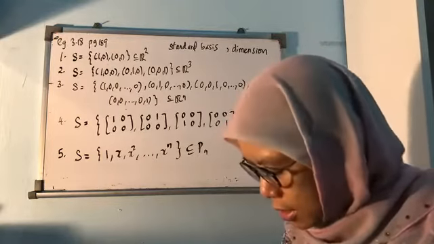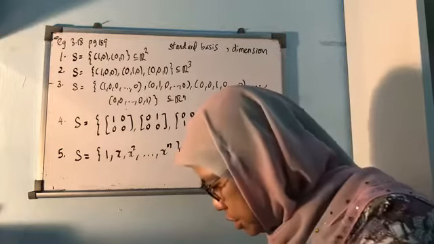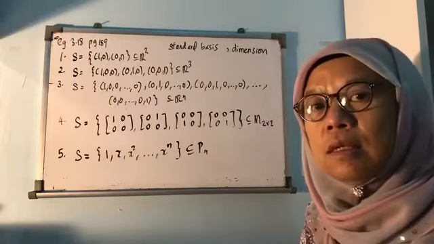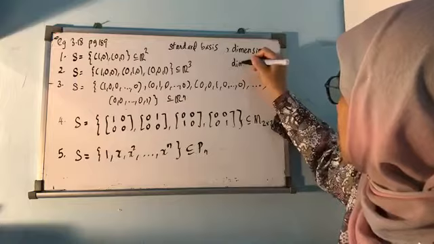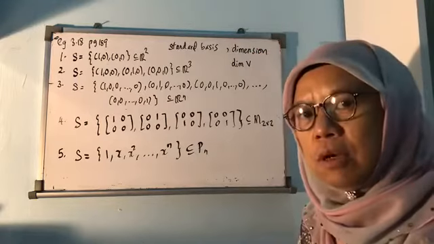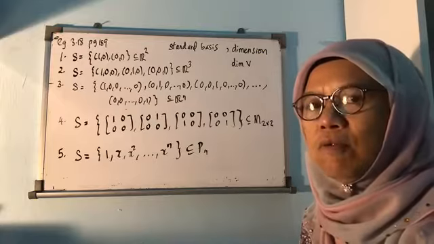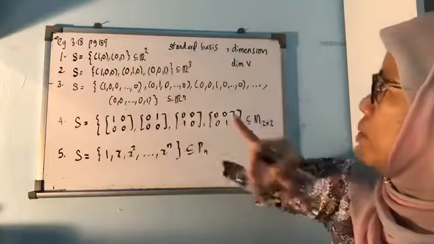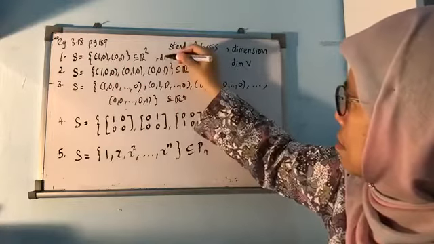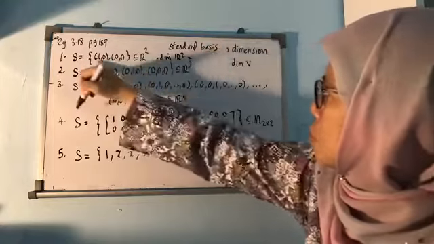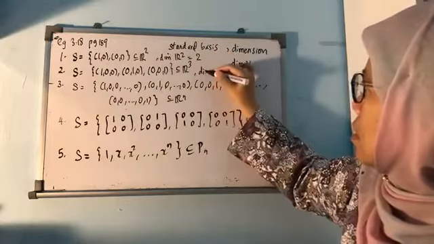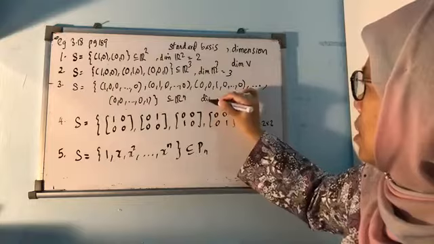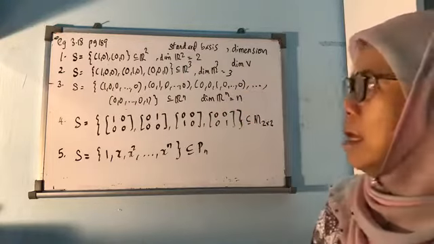Okay, dimension of a basis, next page, is the number of vectors in the basis, right? We call it dim V. So the dimension of a vector space is the number of vectors in the basis. So dimension of R2 is 2, it has 2 of them. Dimension of R3 is 3, so dimension of Rn is n.